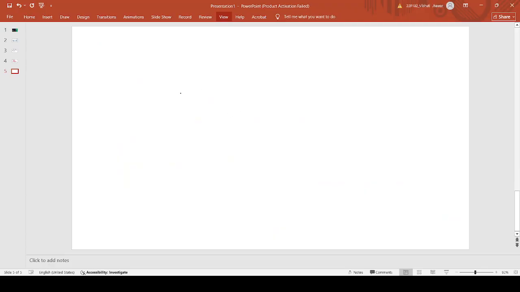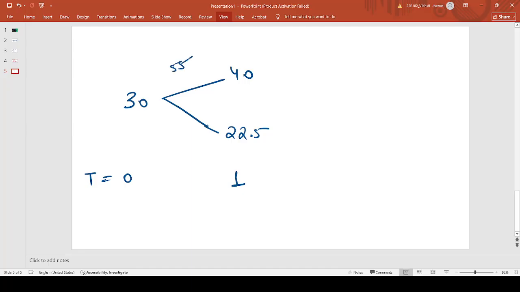It's the call option. So it was 30, the price increased to 40 and can decrease to 22.5, at T0, T1. Now the probability of this happening is 55%, and the probability of this happening, going down, is 45%. We know that at t equals 1. Now our strike price was how much?